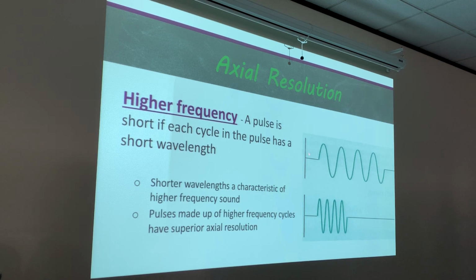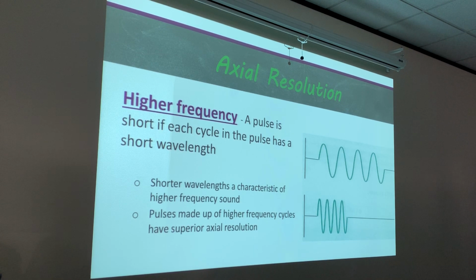The wavelength is the distance from the beginning of one cycle to the beginning of the next cycle, right? So this distance from here to here is a lot longer than the distance from here to here, okay? So that would let us know that shorter wavelengths equals higher frequency, inverse relationship, okay? A pulse is short if each cycle in the pulse has a short wavelength. Short wavelengths are characteristic of a higher frequency sound.